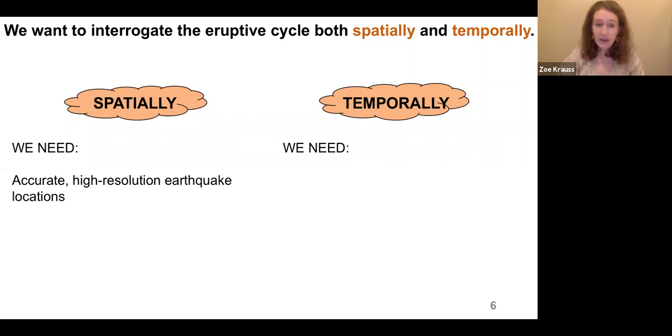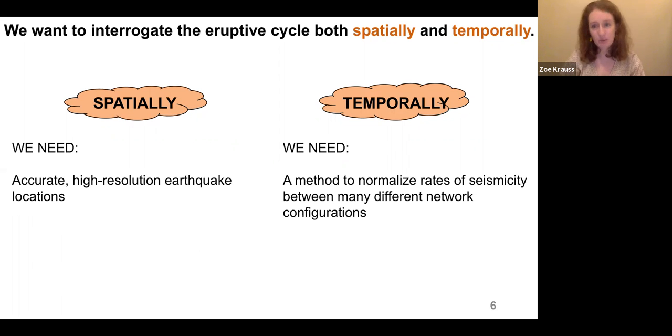And in order to do that, we will need accurate high resolution earthquake locations, of course, but also a method to normalize those earthquake counts throughout time, because we have so many different changes in network configurations. If you think back to that timeline and all those breaks in observations.